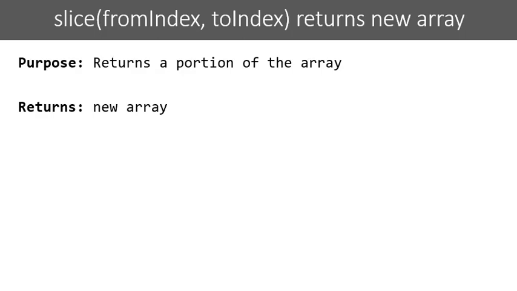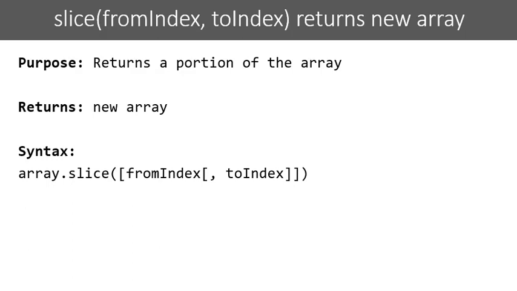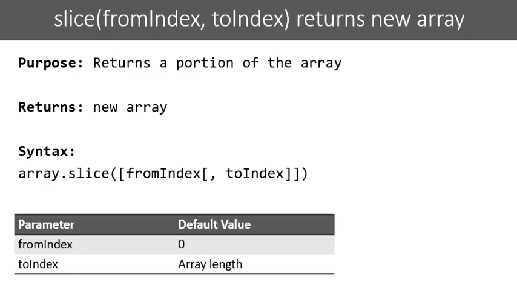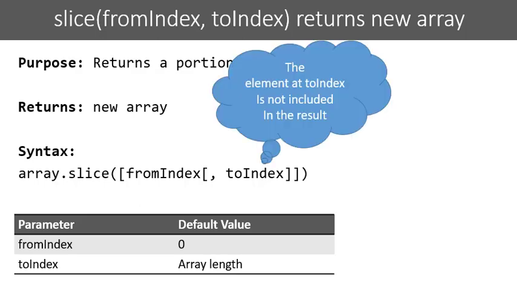Slice method. The slice method returns a portion of the array as a new array. It accepts two parameters and both are optional. The first parameter is fromIndex and its default value is 0. The second parameter is toIndex and it defaults to the array length. If you omit both parameters, the whole array is returned as the result. You can also provide negative values for these parameters. In this case, these are treated as an offset from the end of the array. Please note, the element at toIndex is not included in the result, and it should always be greater than the fromIndex.